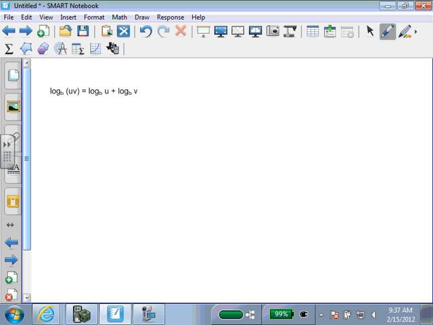So one of my properties is that log base b of the quantity u times v is equal to log base b of u plus log base b of v. So essentially, the log of a product is equal to the sum of the individual logs, given that we keep the base the same. And we're actually going to prove this. Okay, so I'm going to start on the right-hand side.